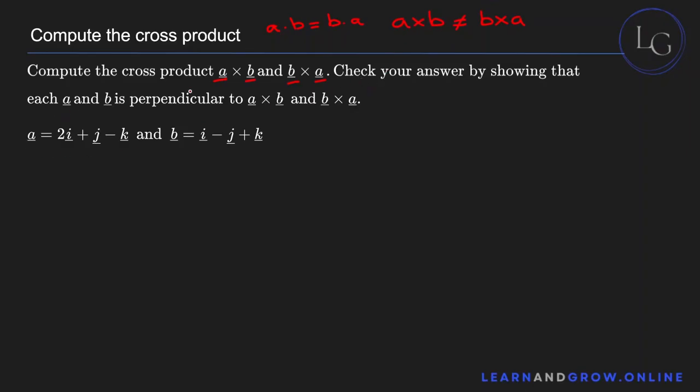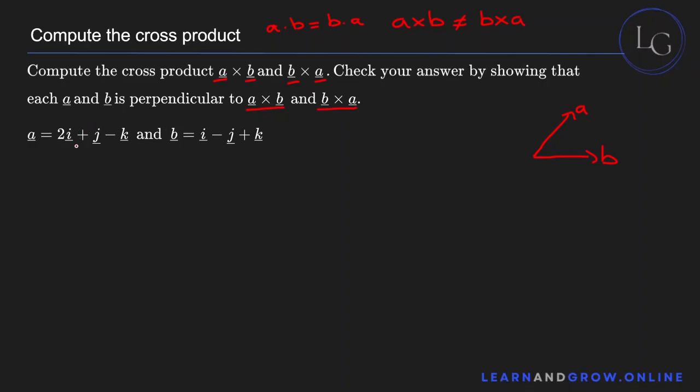It says that we have to check the answer by showing that each of A and B is perpendicular to A cross B and B cross A. As you know, the resultant vector of a cross product is perpendicular to the plane of the vectors that the cross product is being taken of. So the resultant vector of A cross B will basically be perpendicular to the plane AB. So like if this is vector A and this is vector B, that means that the cross product of these two vectors will either be outside of this page or into the page, because only those two options are perpendicular to A and B, right?